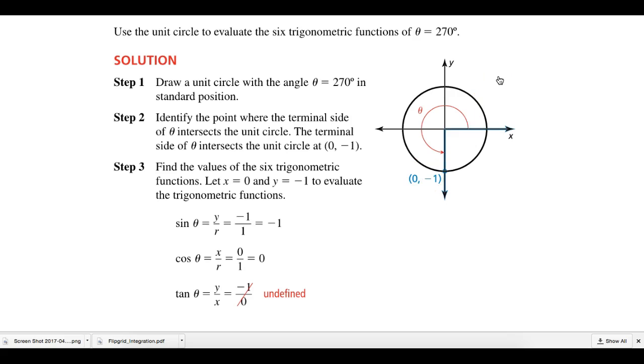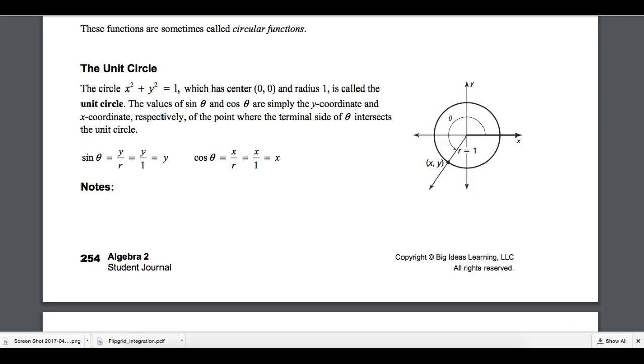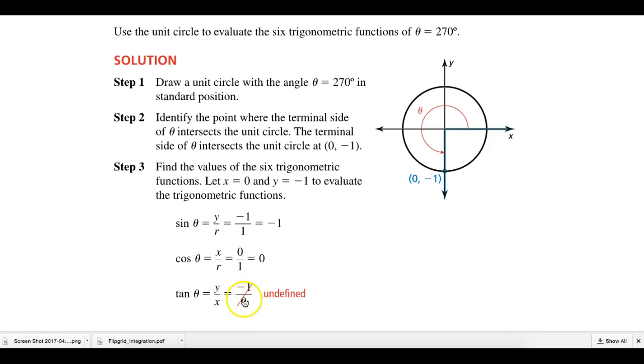So this is how we use the unit circle to evaluate. Remember, you're going to use these formulas over here, and you're also going to use your tangent formula here to find it. To solve this problem, again, the key is to draw your unit circle and identify where your angle crosses or touches the unit circle. That's going to give you your x and y values.